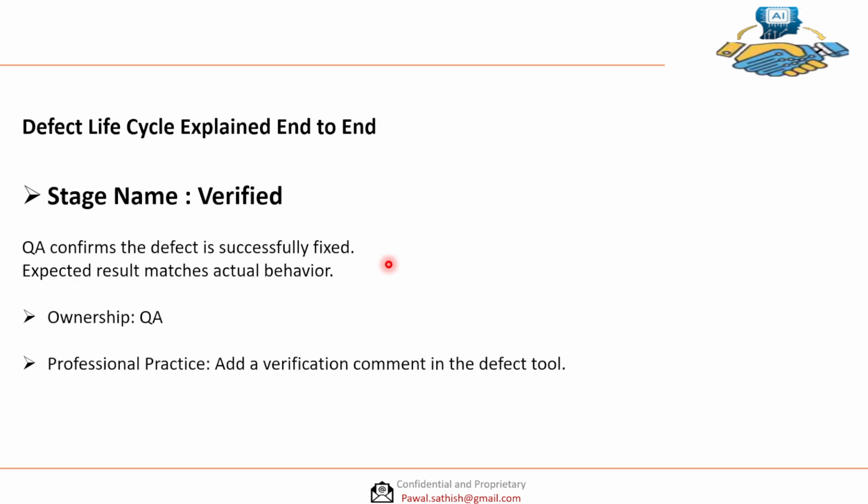Then the next stage is Verified. QA confirms the defect is successfully fixed, and the expected results match the actual behavior. Then we are good to resolve or close the defect, and we'll change the status. We'll put verification comments or a screenshot in the defect tool, which may be Jira or Quality Center. Whatever defect tracking tool our organization uses, we need to update it there.